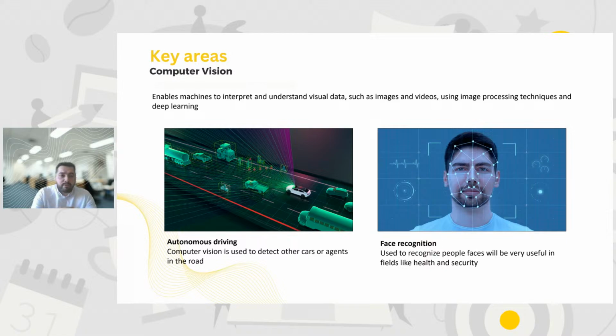Then we have computer vision. So basically, it's about everything that is connected with vision. And we have here two examples. In autonomous driving, AI allows recognizing the behavior around the car.